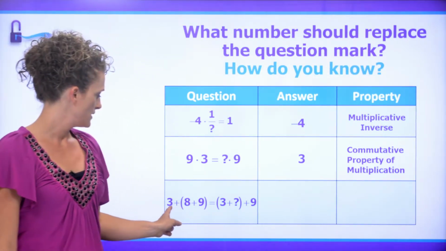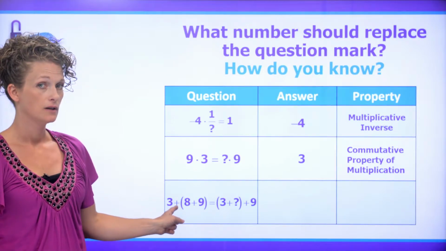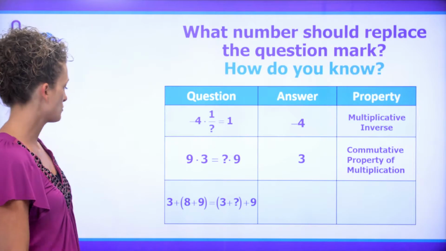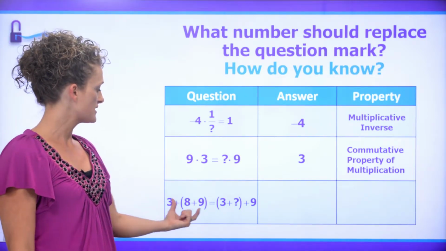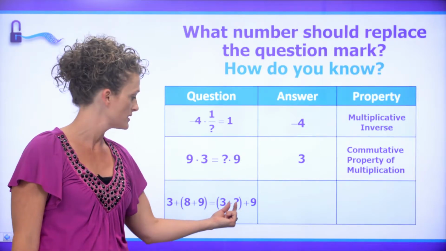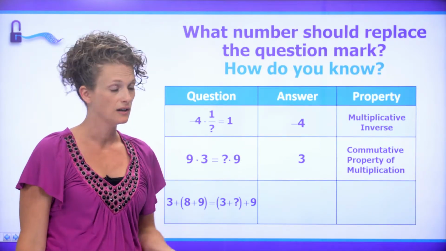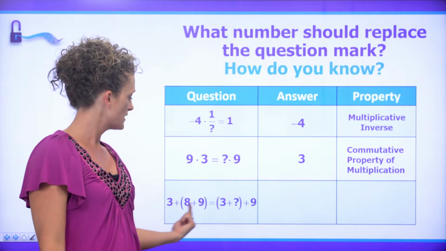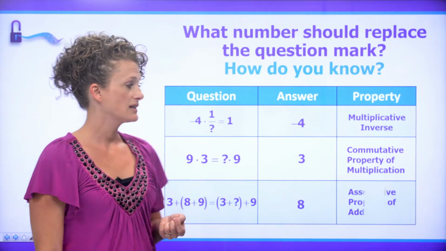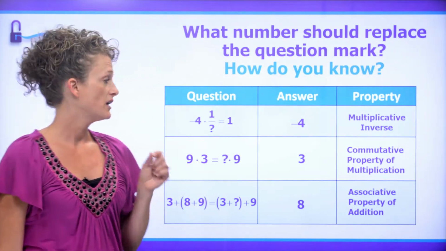Now notice in this example we have addition. So that tells you that it's going to be one of those 3 addition properties. So 3 plus, in parentheses, 8 plus 9, is the same as 3 plus, question mark, plus 9. Well, the only number that we can see in order for these to be equal that's missing is the 8. And that is from the associative property of addition.